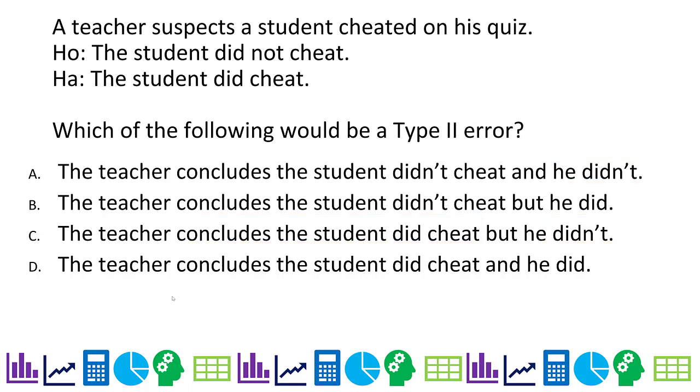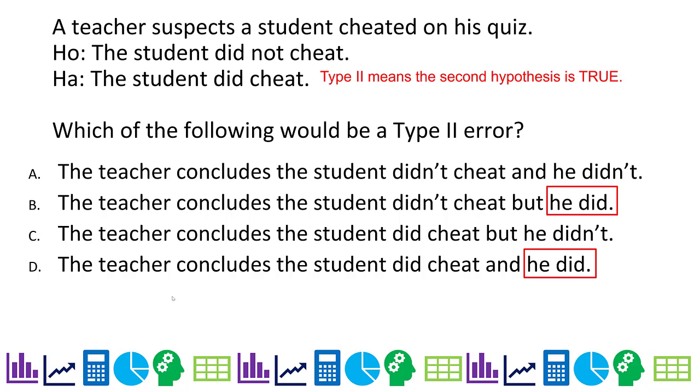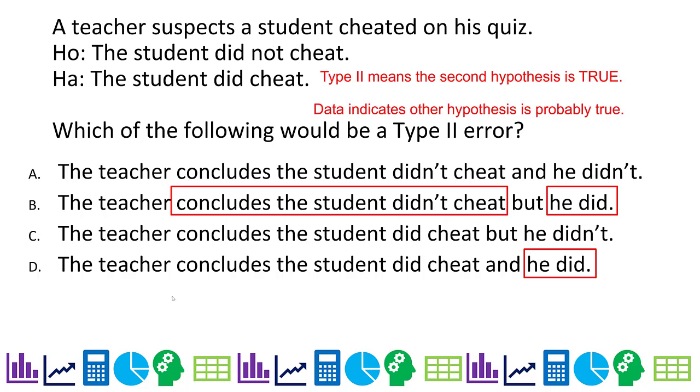And then now we ask what would be a type 2 error. So that would mean the second one is true. All right. He did cheat. But we think the other one is true. We don't have sufficient data to say, yeah, he did cheat. We can't come to a conclusion on that. So we have to stick with our assumption, which is probably what you would want a teacher to do. If they don't have proof that you cheated, they can't say you cheated, right?